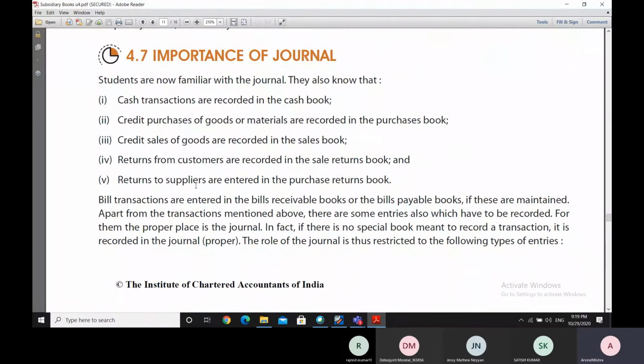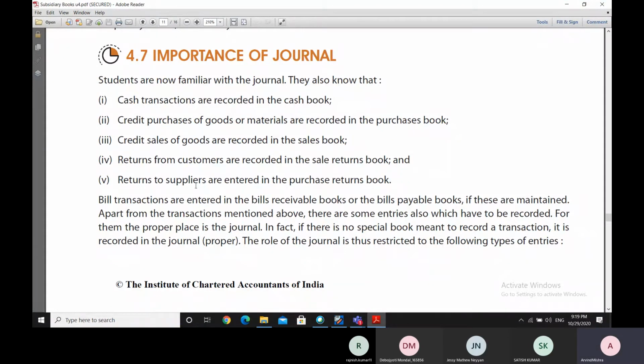Bill transactions are entered in the bills receivable book if there are too many transactions or the frequency is more, or in the bills payable book as the case may be, if the bills receivable book and the bills payable book are maintained. Apart from the transactions mentioned above, there are some more entries which have to be recorded. For them, the proper place will be the journal. Some entries which could not be made in all these subsidiary books will properly be made in the journal.